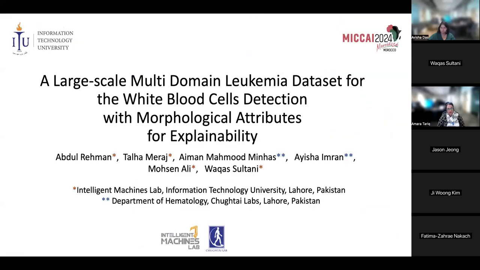I'm going to talk about this, which was the oral presentation from the week before last: a large scale multi-domain leukemia dataset for white blood cell detection using morphology exploration.